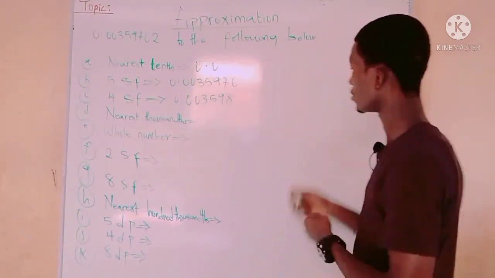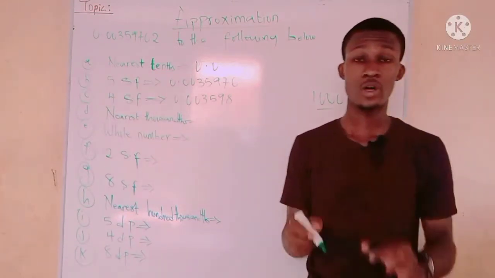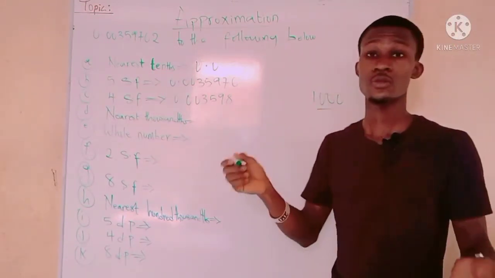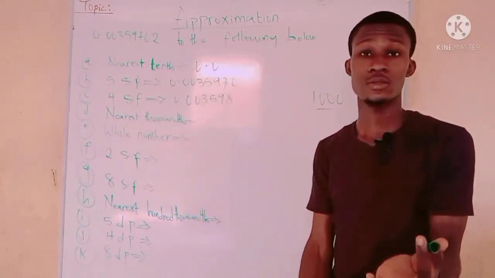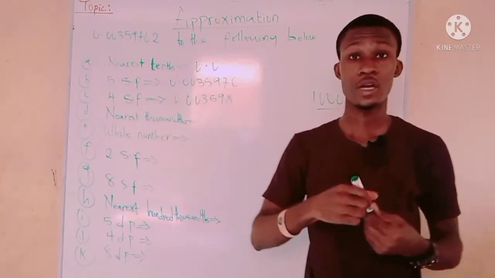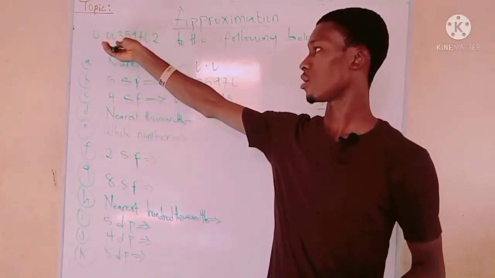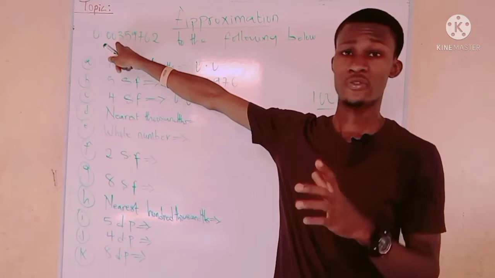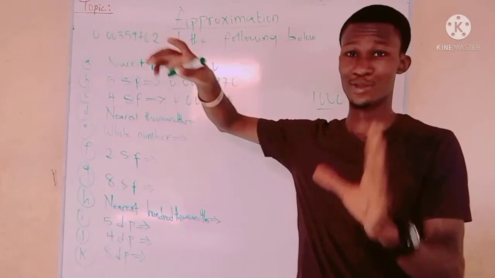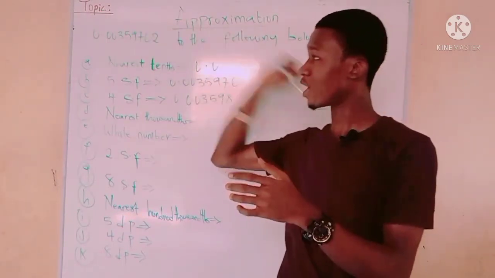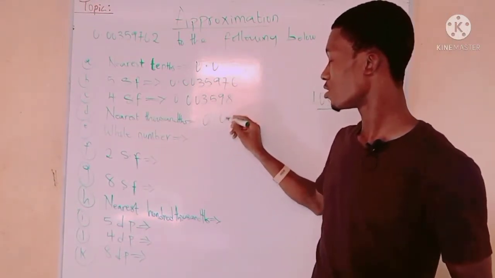Nearest thousand, 1000. Since we can remember that 1000 is written as 1000, if I am told to write nearest thousand, I am supposed to consider 3 digits after the decimal point. So what are those 3 digits? 0, 0, and 3. Now we shouldn't forget, before I write 3, 5 is up to 5. It is not yet more than 5, so it's just 5. We're just going to add 1 to 3 to make it 4. So for nearest thousand, we'll be getting 0.004.